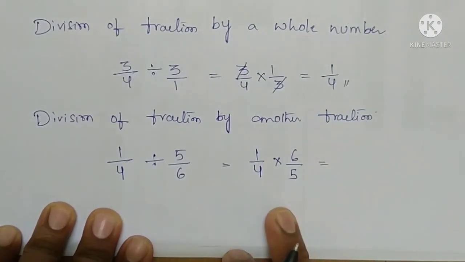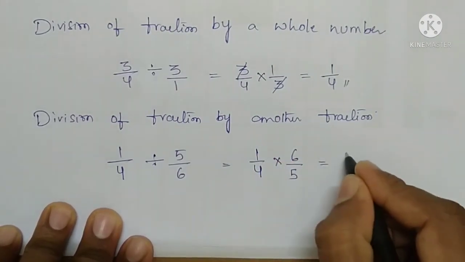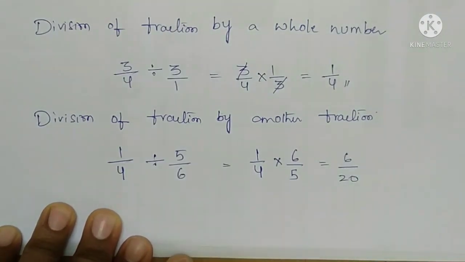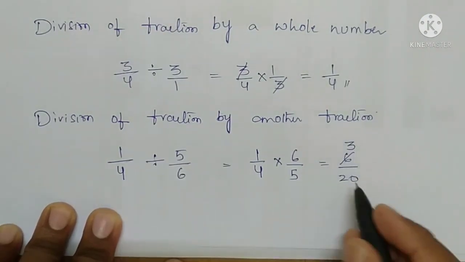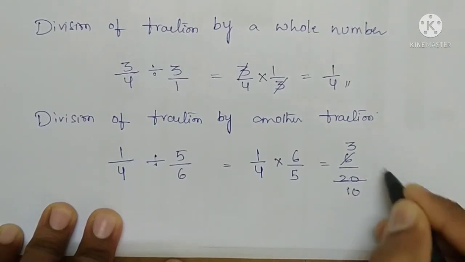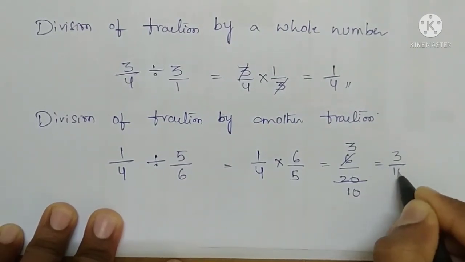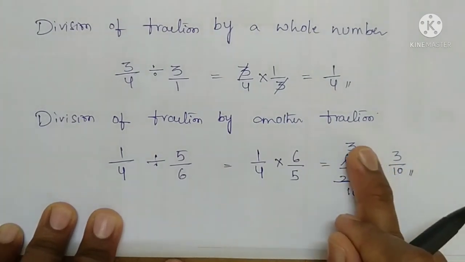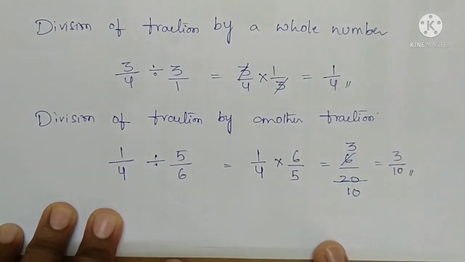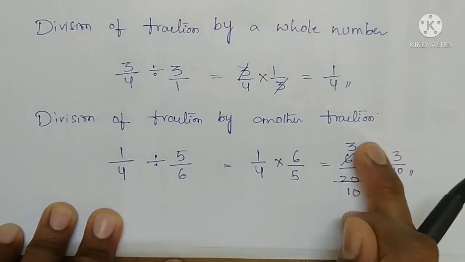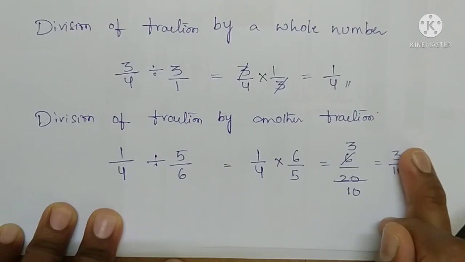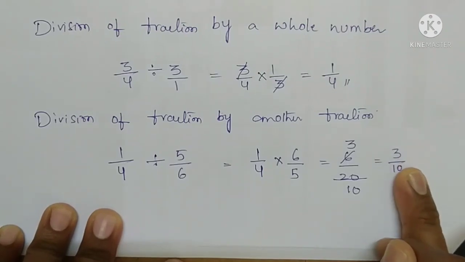So that is equal to 6 1s are 6, 5 4s are 20. The reduced fraction form of 6 by 20 is 3 by 10. Here 2 3s are 6, 2 10s are 20. So finally we get 3 by 10 as the final answer. Okay, right.